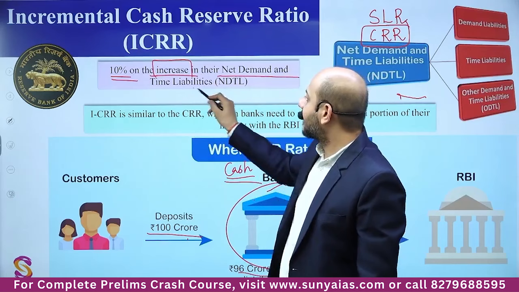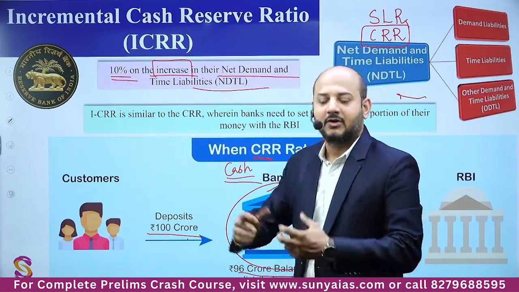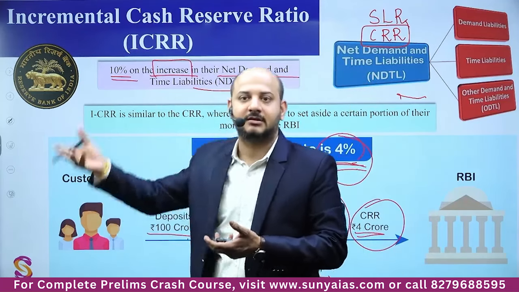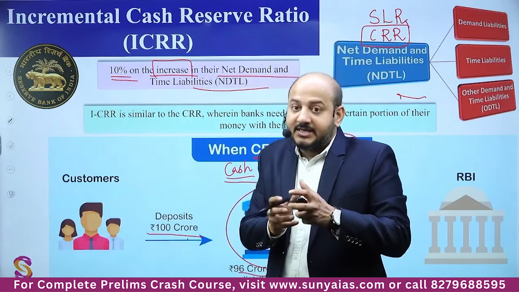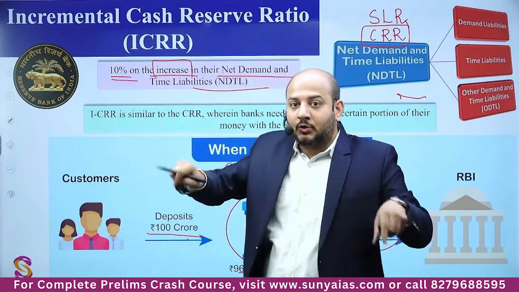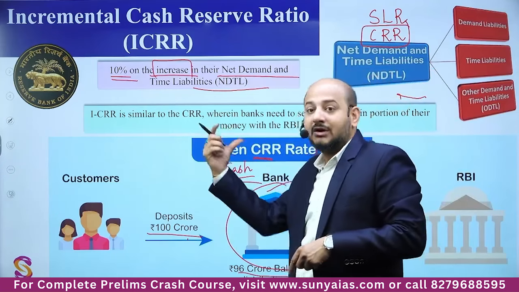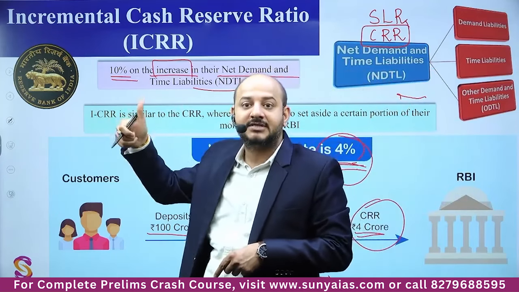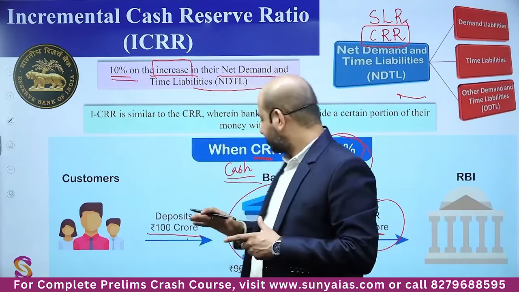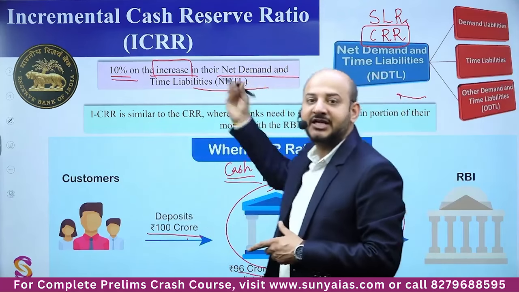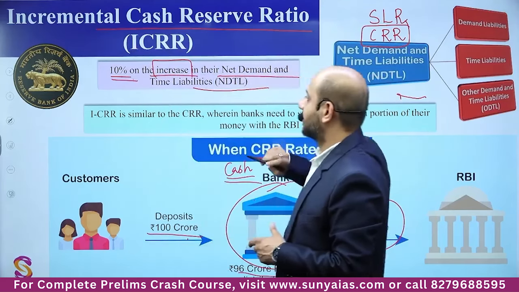understand this word, on the increase in their NDTL liabilities. For example, a bank has a lot of cash as an NDTL. Net demand, all of a sudden, for example, fixed deposits into a bank increased, recurring deposits into the bank have increased. Then what will happen? If there is net increase, it is not on the total amount, whereas CRR is on the total amount of NDTL, whereas this is on the increase in the NDTL, 10% of the increase in NDTL. You understand the concept of velocity? Okay. This is of total value. This is of the change in the value, increase in the value of NDTL. 10% will be incremental cash reserve ratio.